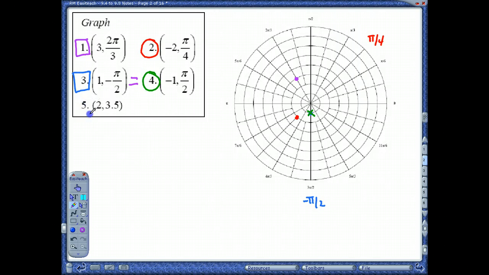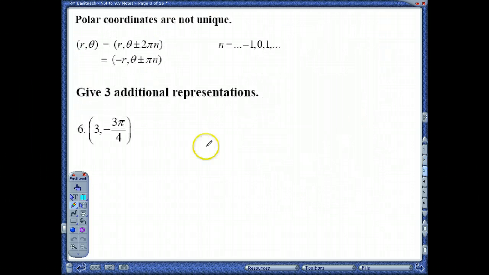Now, when I go to graph 2 comma 3.5, we would be estimating where that 3.5 was and going out towards that line. So it's not going to be on one of these nice pretty lines. But if you're going to be graphing this on your own, it's going to be a special angle, so it will be on one of the pretty lines. All right, so polar coordinates are not unique. You can get to the same point using many, many representations of it.